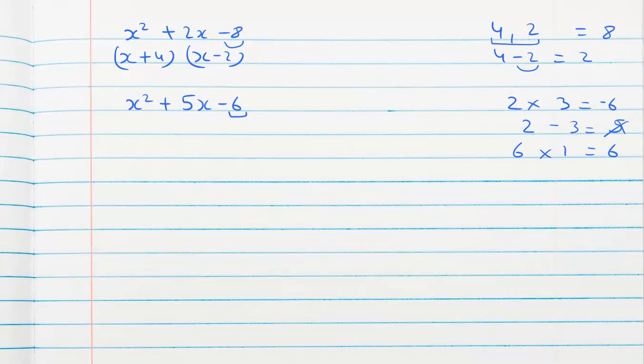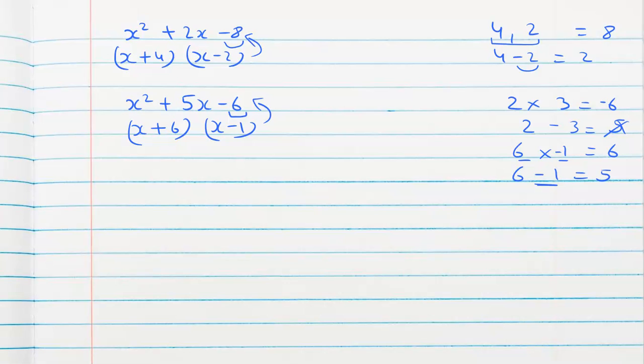So the other two numbers are 6 and 1. We get 6 over here, and when we subtract 6 minus 1, we get 5. So you can clearly see the smaller number of the factors, 6 and 1, the smaller number will be negative. So x plus 6 and x minus 1. Again, you can use the FOIL method, and this is the answer you will get for both of them.